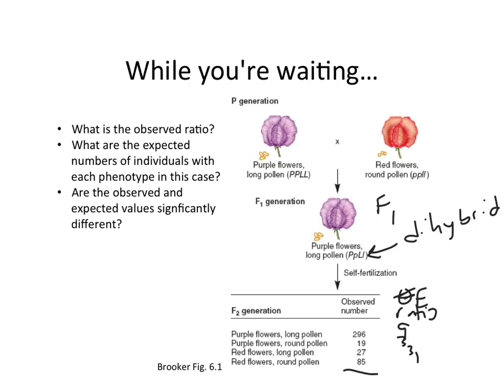So first you sum them up. So how many total observations do we have? 427. Okay. Then how do we figure out what the ratio is? Divide it by something. So how many squares are in this Punnett square, for the 9 to 3 to 3 to 1 expected ratio? 16. So whatever this ratio is, it's going to total 16. 9 plus 3 plus 3 plus 1 equals 16.